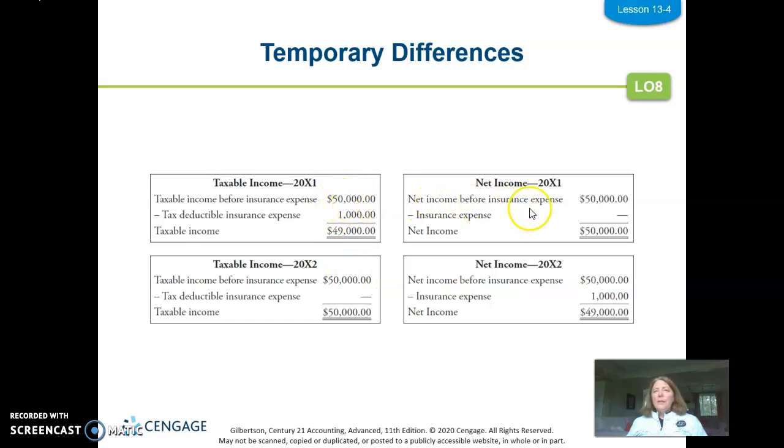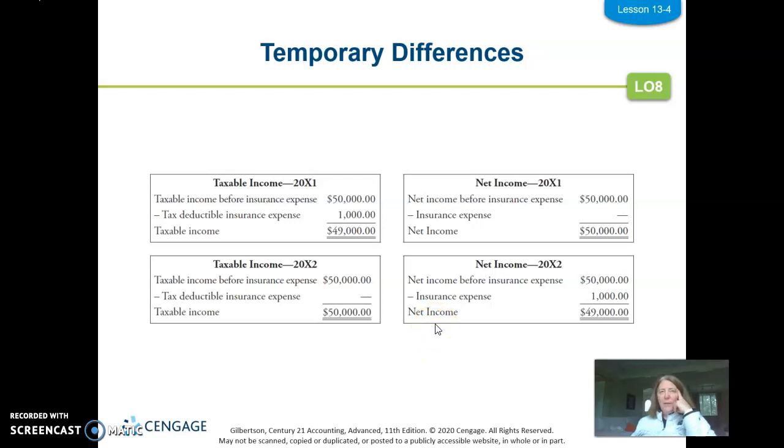So we start at the same income before, and we say whether or not we deduct that insurance expense or not. And so what happens is that for book purposes, I have 50,000 of income this year and 49, a total of 99 at the end of the 2 years. And I had 49 in year 1 and 50 in year 2, still a total of 99. So at the end of that period, those have all reversed and the temporary differences were the same. And income was the same after that time frame.